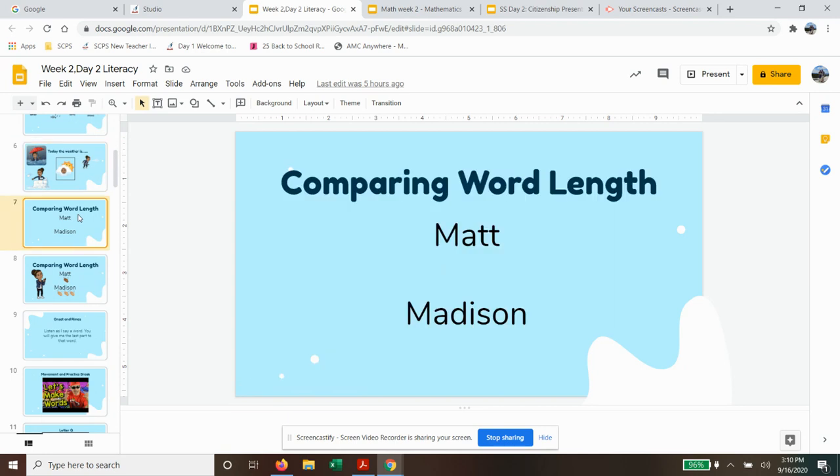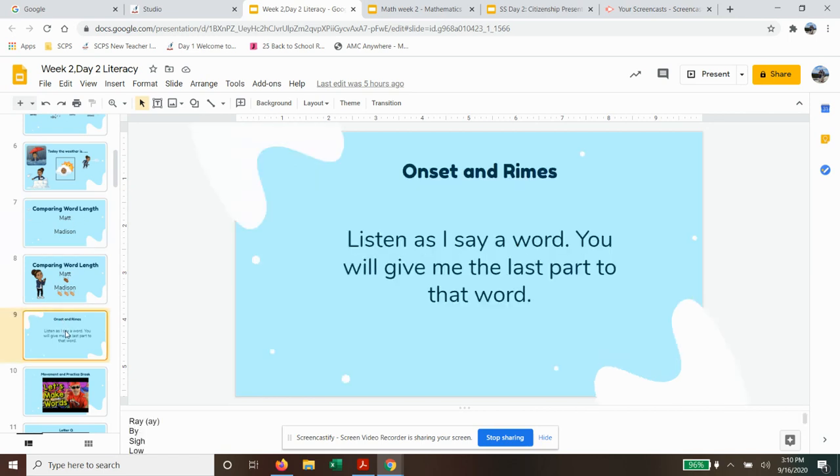So, for example, Matt has one syllable. Madison has two syllables. And then we talked about onset and rhymes. I asked the student a word, and they would say the ending of the word. So, for example, I would say bye, and the student would say I.